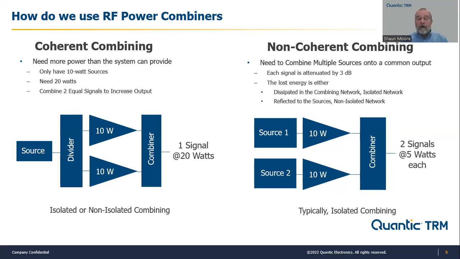Now the power combiner has to take that total of 10 watts worth of power that we're losing, 5 watts from each source, and has to dissipate that in heat. So that is the difference between coherent and non-coherent combining. If we are using the non-coherent case with a non-isolated power combiner, then that 10 watts, or half the power, would be reflected back towards those sources. And we'll go through a little more detail on that in a few minutes.